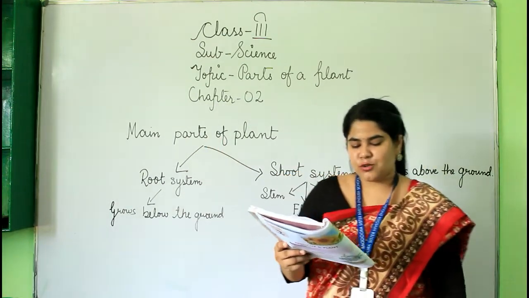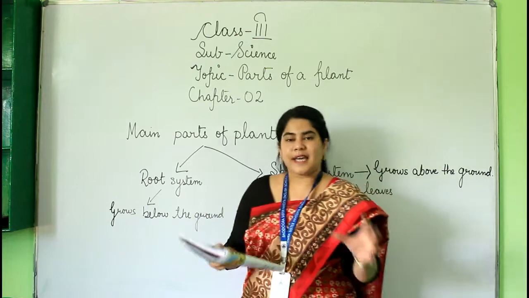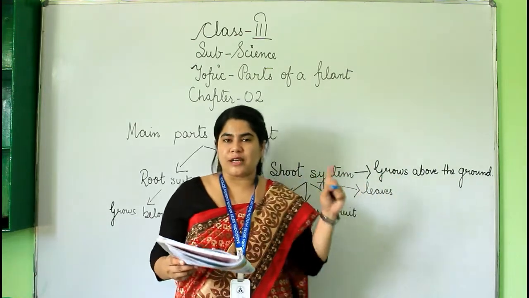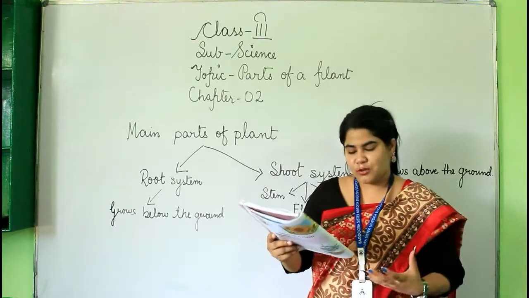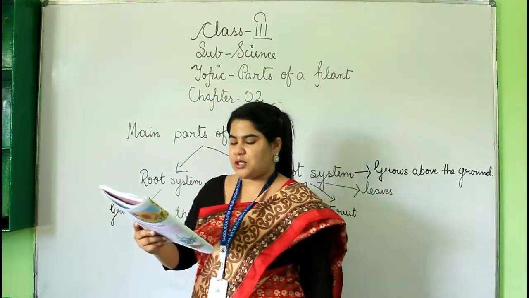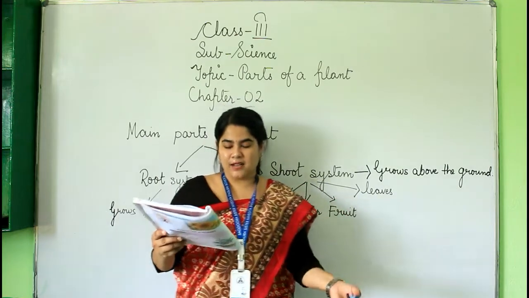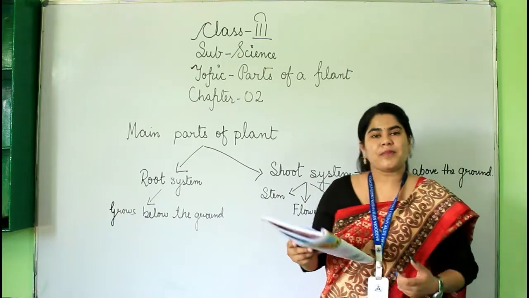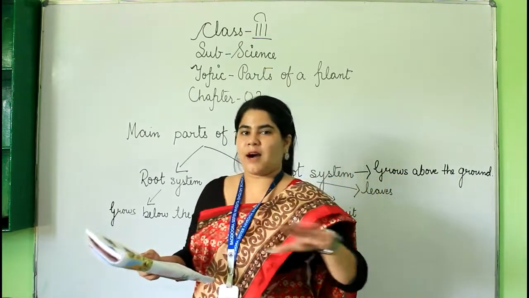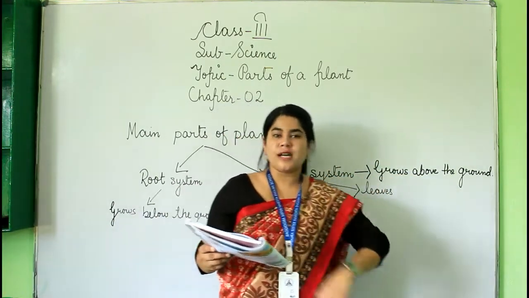In some plants, roots have another function. They store food. As I told you, the vegetables that we eat like radish, turnip, these are actually the roots. Vegetables such as beetroot, carrot, radish and turnip are actually the roots of a plant. Okay, we have known about roots. Now let's move further to stem.